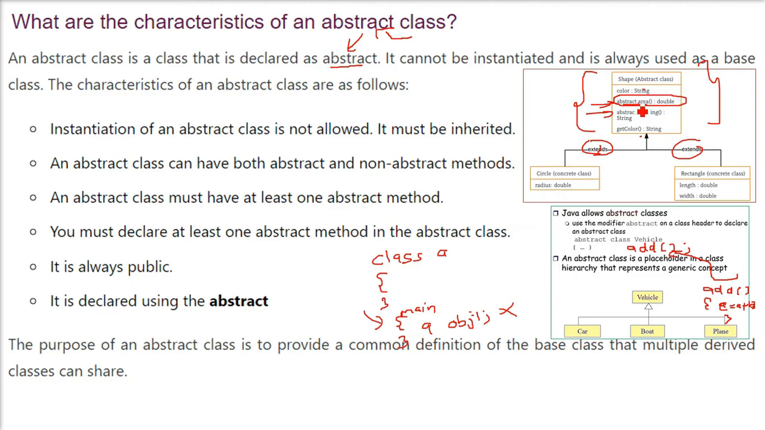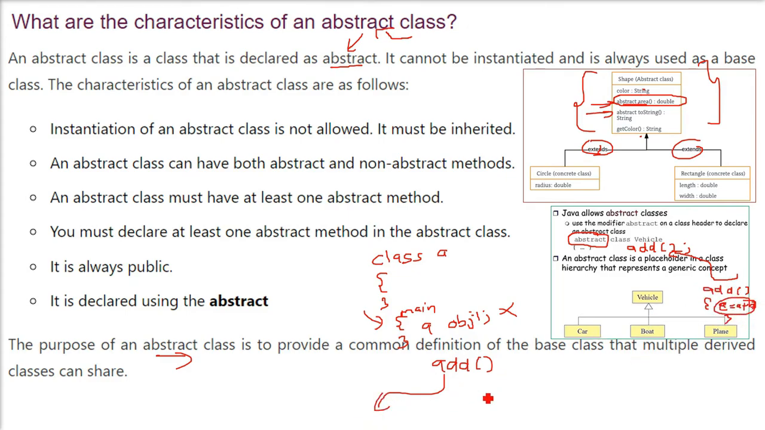The purpose of the abstract class is to provide a common definition of the base class that multiple derived classes can share. So this is all about a template, a generic class, a generic concept, and this is a good inheritance, and it does not bog down the whole purpose of the object-oriented programming language, right? So abstract class is a very powerful thing, and I encourage you to always use the abstract class.